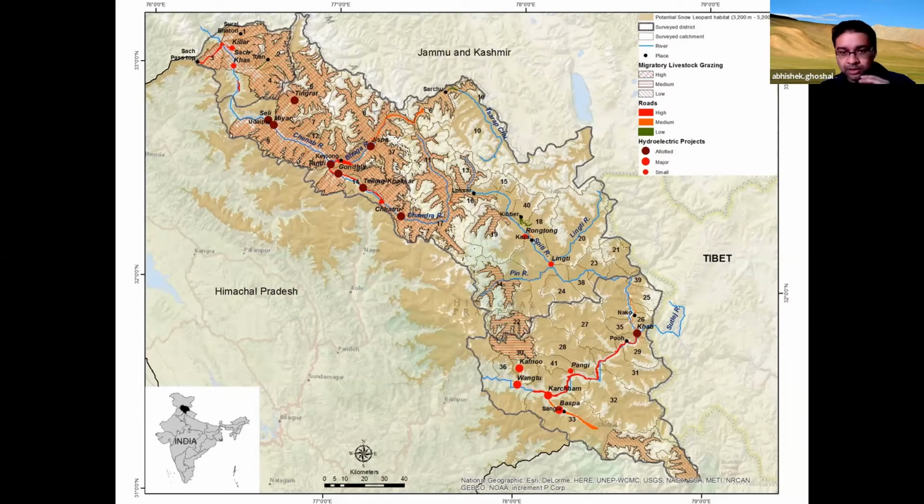And again, based on interviews, we could get rough estimates of the intensity of some of these threats. It basically represents migratory livestock grazing in the area, the existence of roads and the intensity at which disturbance might be there along those roads, and some of the major hydropower projects that are spread across the potential snow leopard habitat in this region.